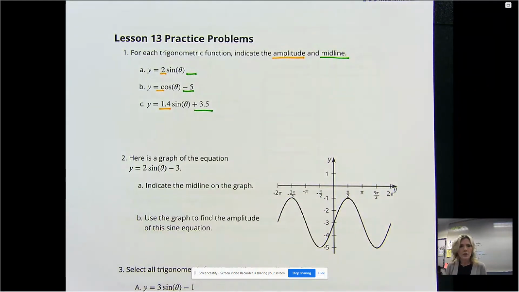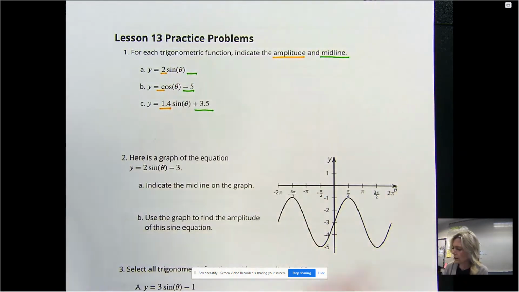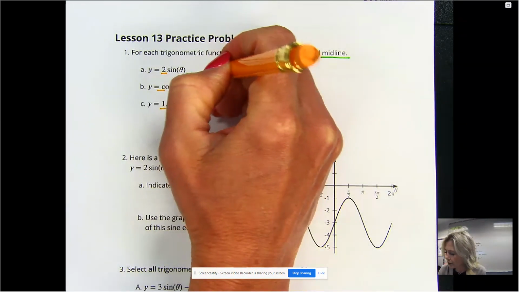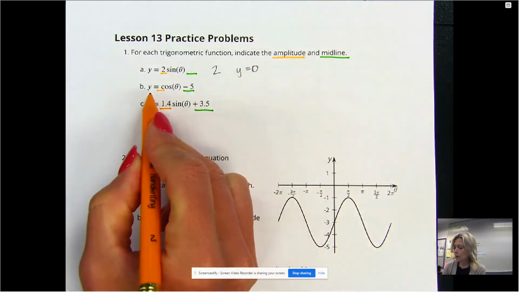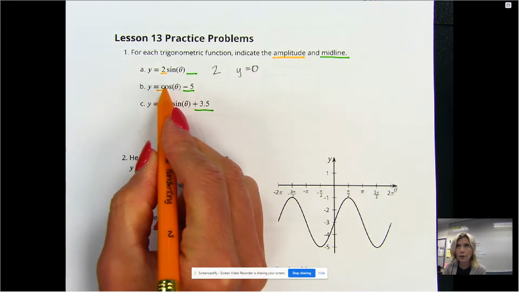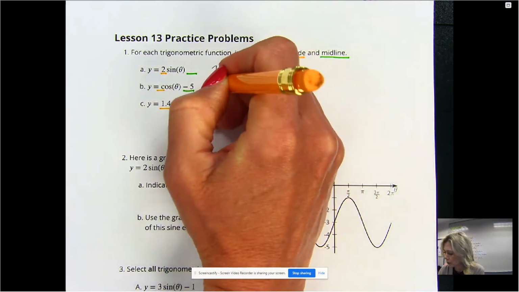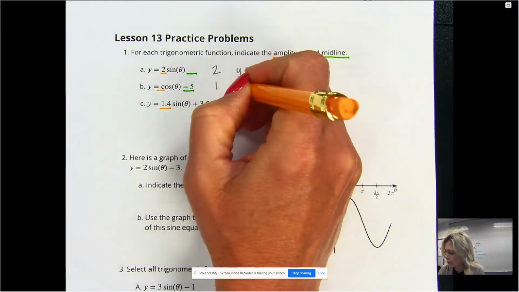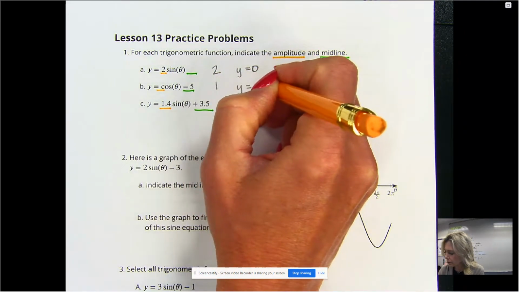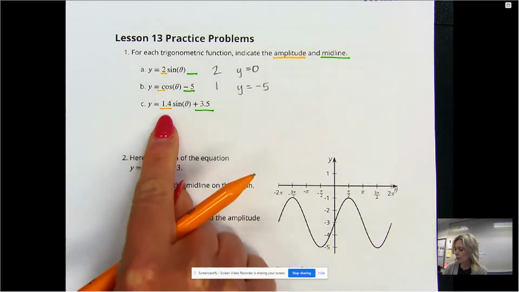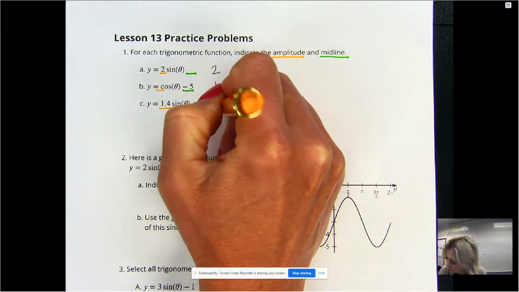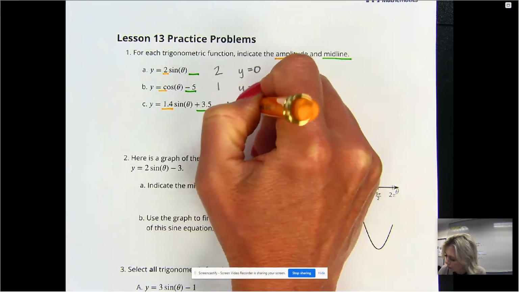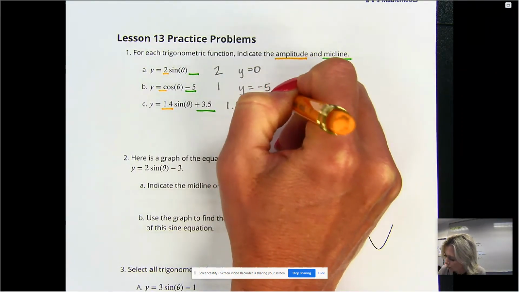All right, so for A, the amplitude is 2. The midline, there isn't anything added, so the midline is just y equals 0. B, there isn't a number in front of cosine, so the amplitude is 1, and the midline is y equals -5. And for C, it has an amplitude of 1.4, and the midline is y equals 3.5.